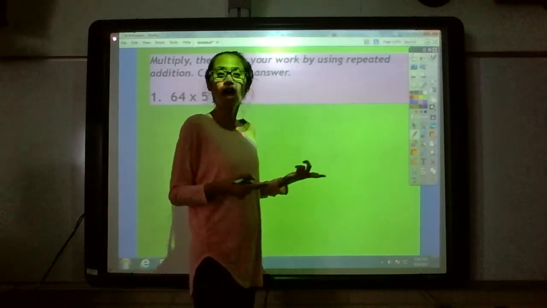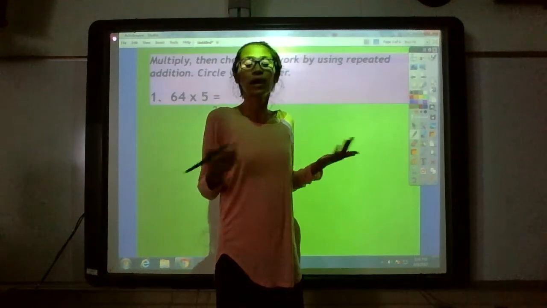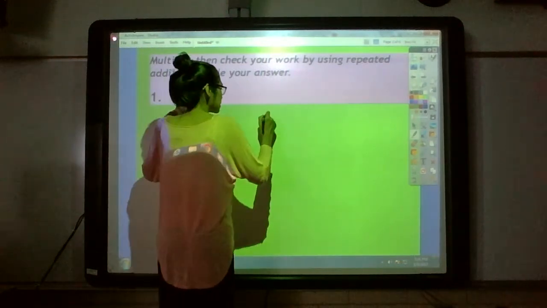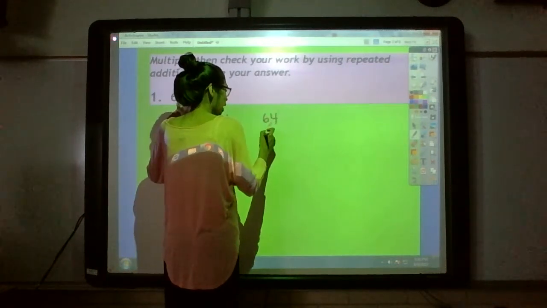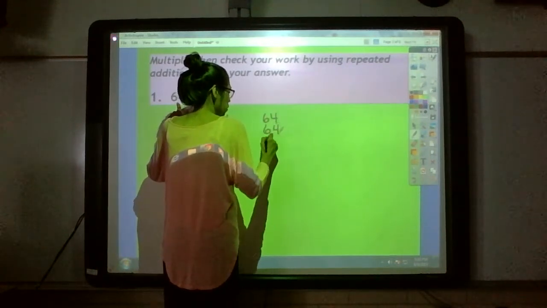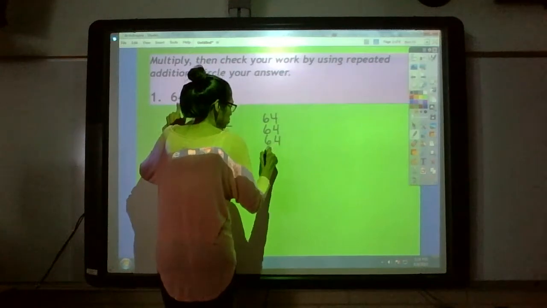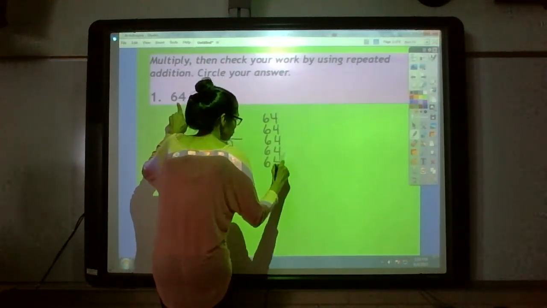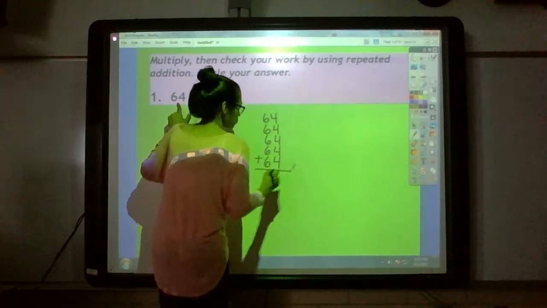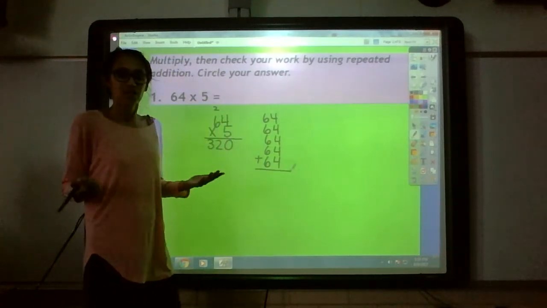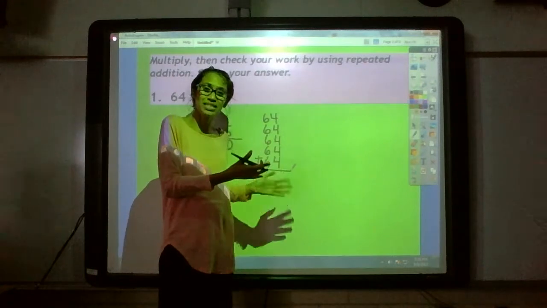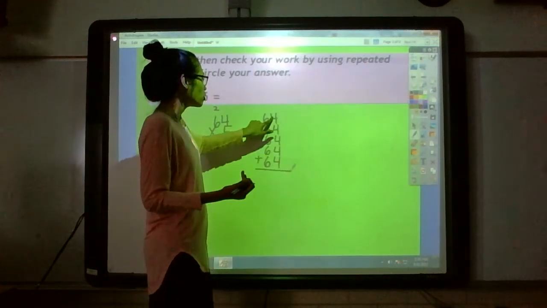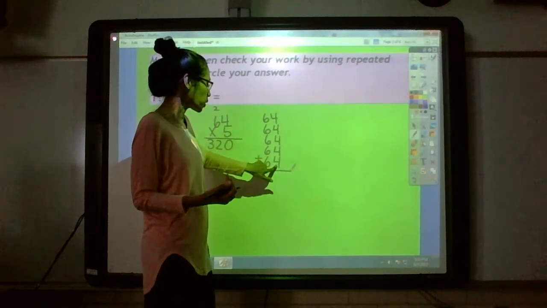Now we need to do the other way, which is by using repeated addition. And how do we do that? I need to write 64 five times: 64 plus 64 plus 64, 1, 2, 3, 4, 5 times just like that. Okay? Now, let's add. Which digit do we add first? The digits in the ones place, right here. So we are going to do 4 plus 4 plus 4 plus 4 plus 4.